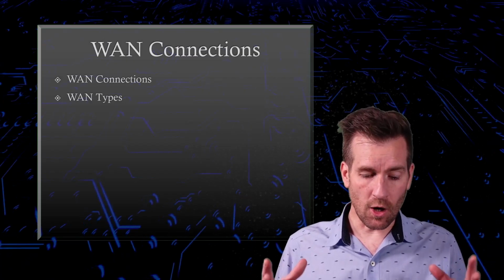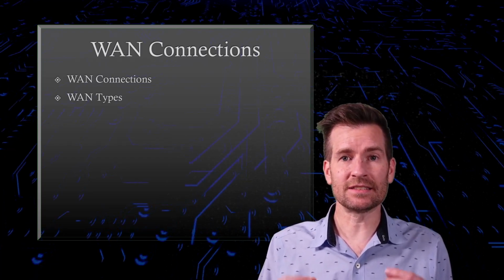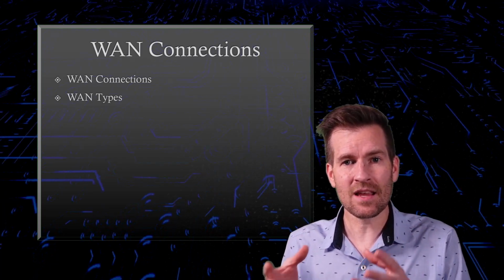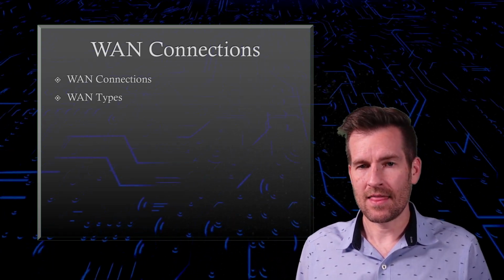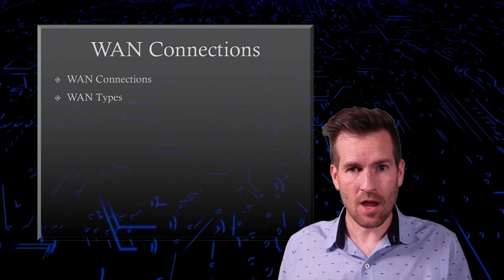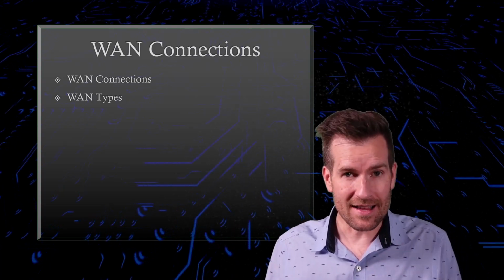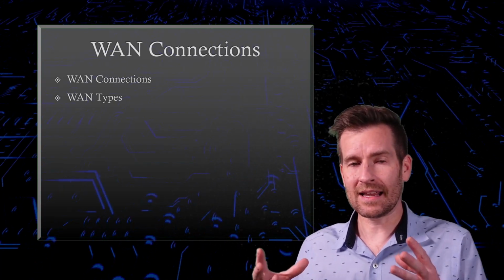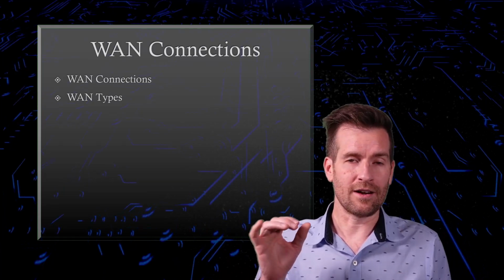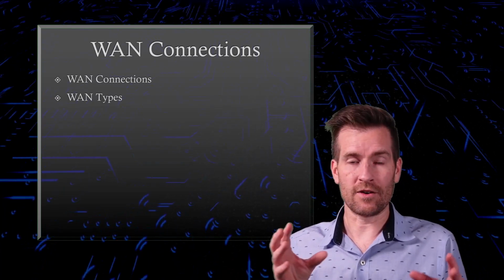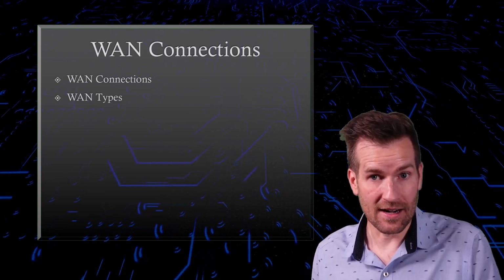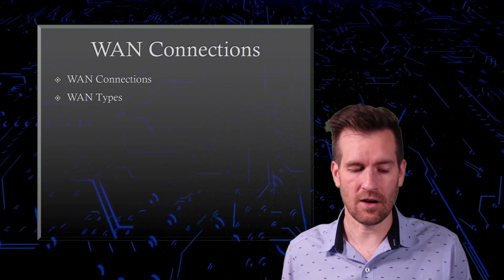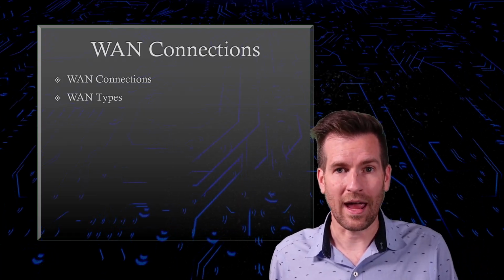All right, in this video, we talked about WAN connections and what a WAN is versus a local area network. Then we got into some WAN types, what you would be getting from a service provider, whether it's a dedicated link, a switched network, or the internet and you're getting access to the internet. So those are the different WAN connections.